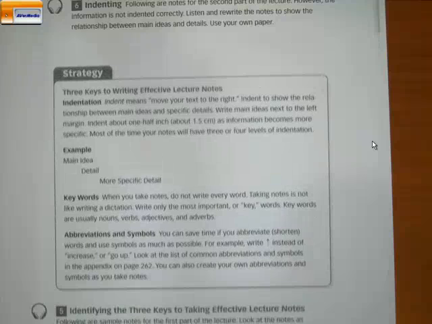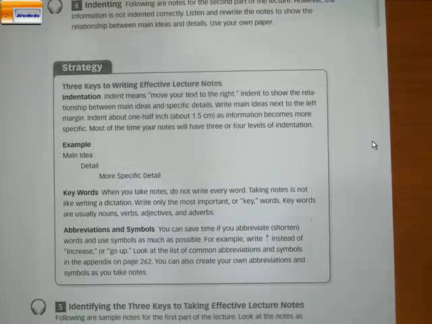A third point, a very important one, which we will practice: we use abbreviations and symbols. You can save time if you abbreviate. That means to shorten words and use symbols as much as possible. Symbols are not words, they are signs that have a meaning. For example, you might write the arrow. You see the upward arrow to indicate increase or go up.